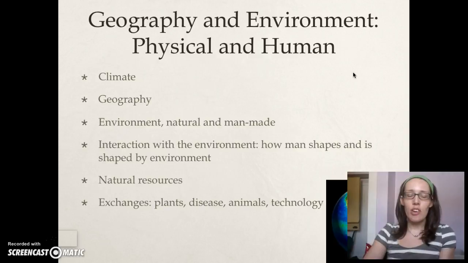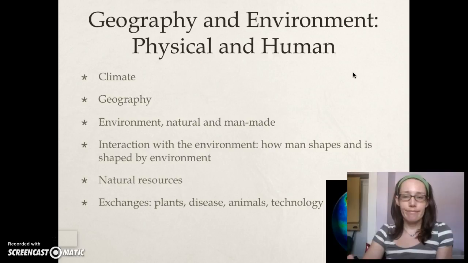Okay, next one's geography and the environment. So again, I'll give you just a second to look over this. And of course, these themes, these sub-themes here, correspond to all periods of history. It's very, very, of course, significant to realize the connection to the economy here.